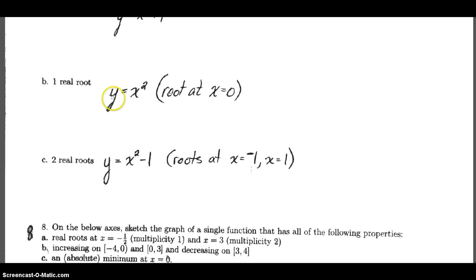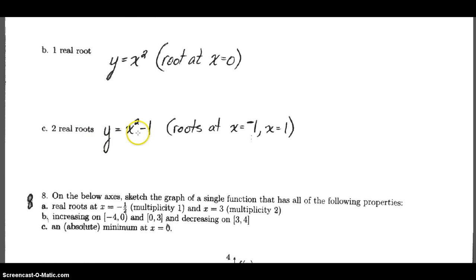One real root, y equals x squared, so this is just that basic parabola that touches down at x equals 0, y equals 0, so it has its vertex at the origin. Two real roots, here I'm just pulling the standard parabola down 1 so that it will now hit the x-axis twice and have 2 roots.